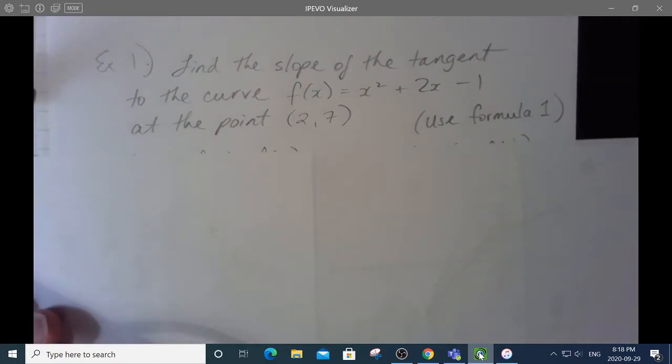So let's start by thinking about the question. Find the slope of the tangent to the curve f of x equals x squared plus 2x minus 1 at the point 2, 7. Okay, what kind of a curve is x squared plus 2x minus 1?